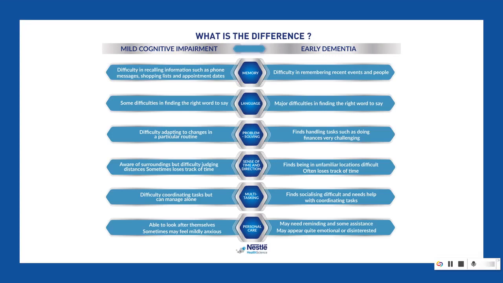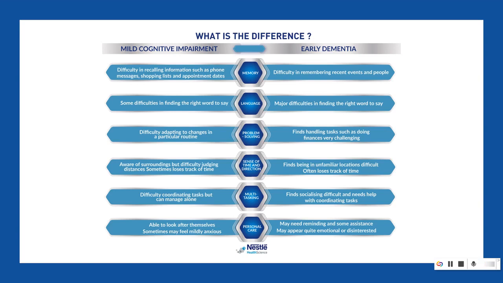So this is a slide that has lots of information on it. This is from Nestle's health science department. On the left side, you can see mild cognitive impairment, and on the right side, it talks about early dementia. Down the middle are the different tasks and different things that we'll see in somebody who's having some cognitive impairment. So let's go through these briefly.